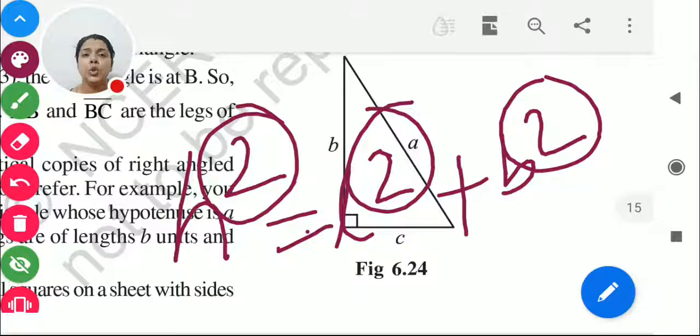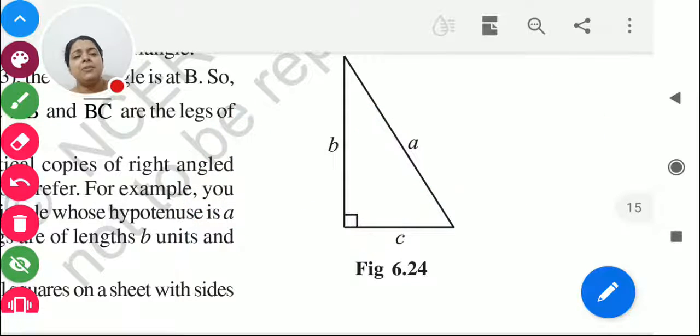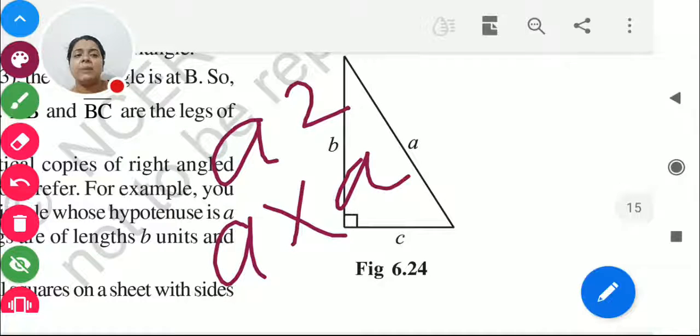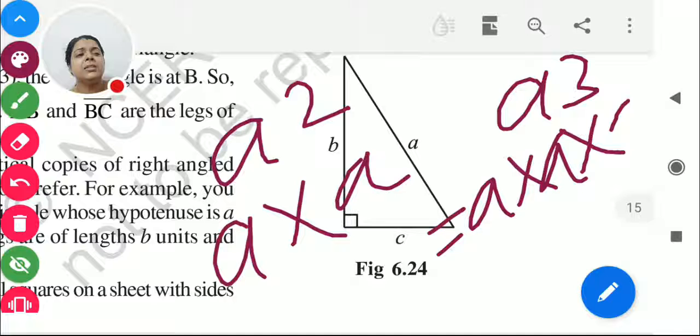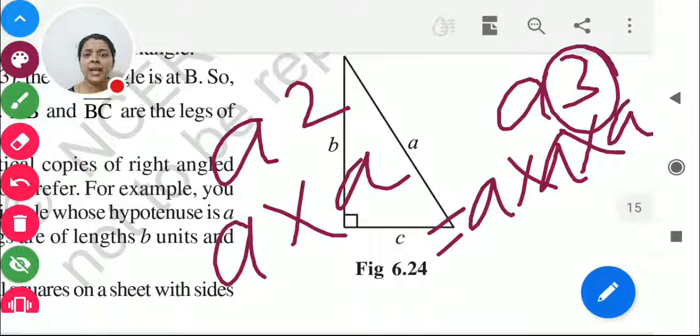Square means 2 times. For example, if it is a square, it means a into a, 2 times a to be multiplied. If I say a cube, we call it a into a into a, means 3 times a is supposed to be multiplied. This is actually known as the meaning of square. What is written above, that many times the letter or the number is supposed to be multiplied.